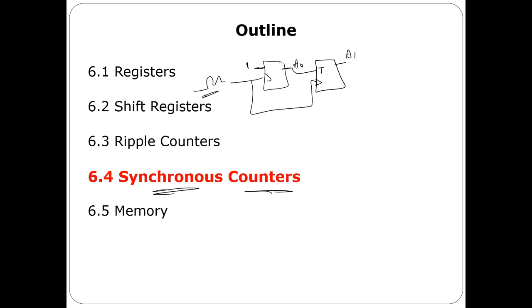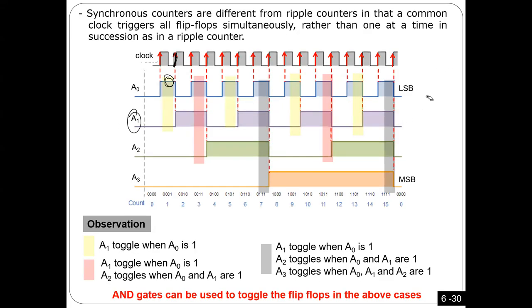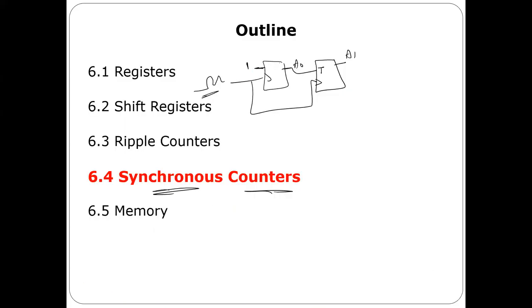Okay. Let's see the next one. The next one here, I told you, A2 has to toggle when the previous two are one and one. Okay. How can I do that? Very simple. This is A2, and all of them have the same clock this way. And this is a T flip-flop. In order to make this one toggle, I have to put one here. Is that okay? And this one has to toggle when this is one and this is one.